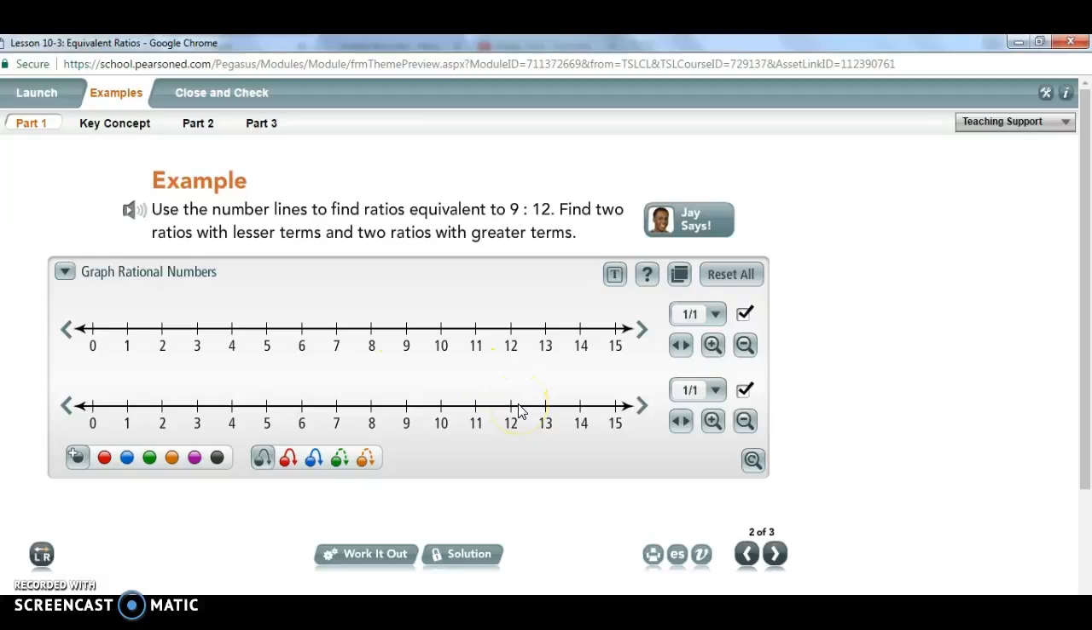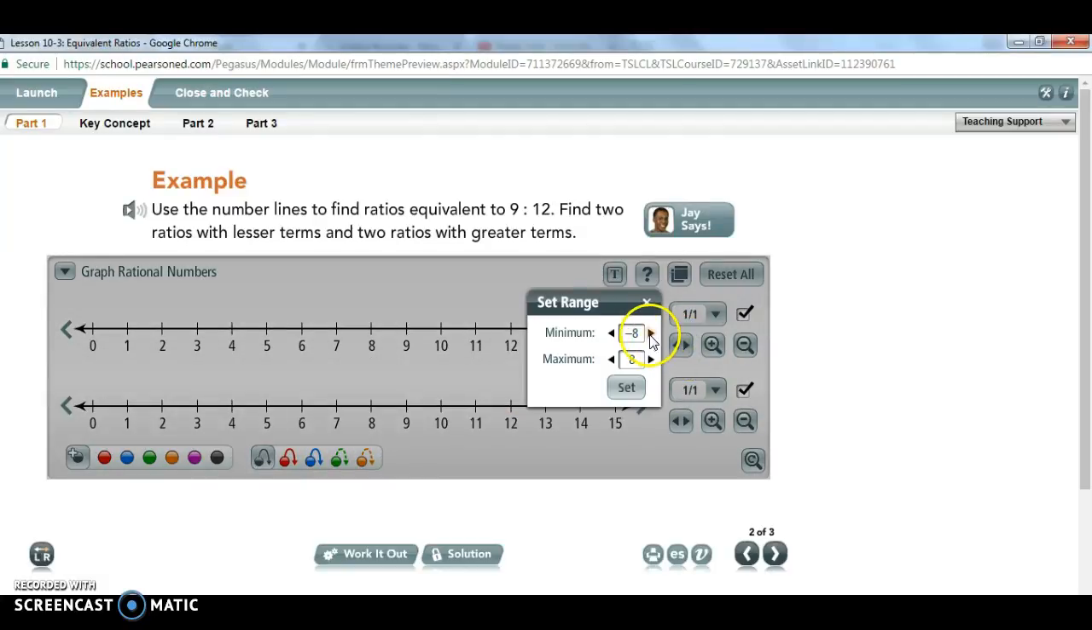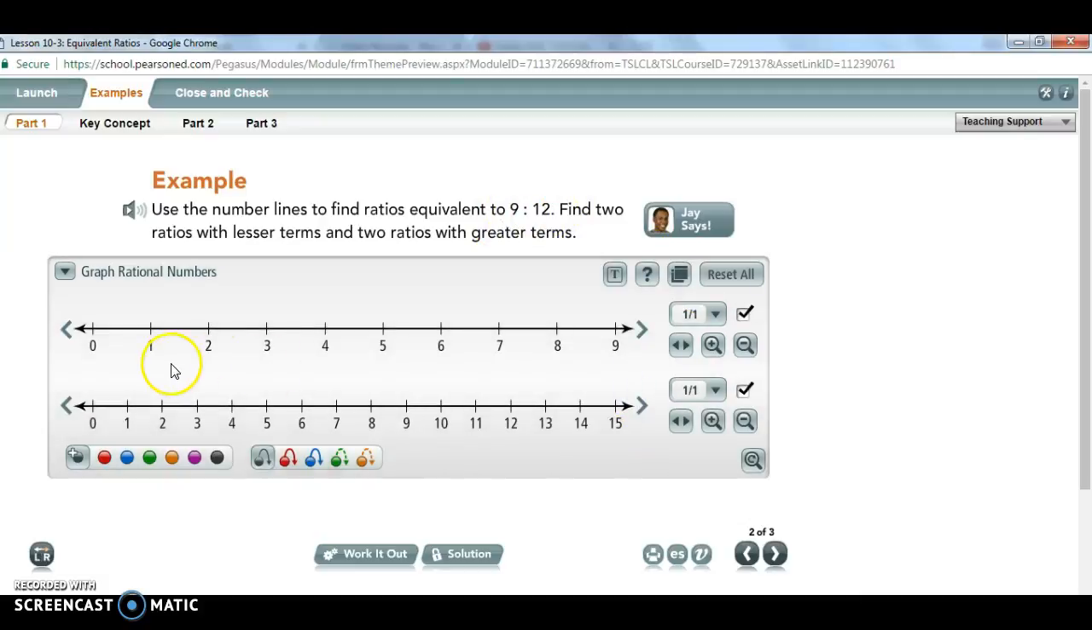So what I have to do is make it so that my number lines have them lined up next to each other. So I have to set my range. I'm going to start at 0, and I'm going to go to 9 because that is the number that I'm trying to find equivalent to 12, or my ratio is to 12. So I'll set that, and as you can see, I now have a number line set from 0 to 9.